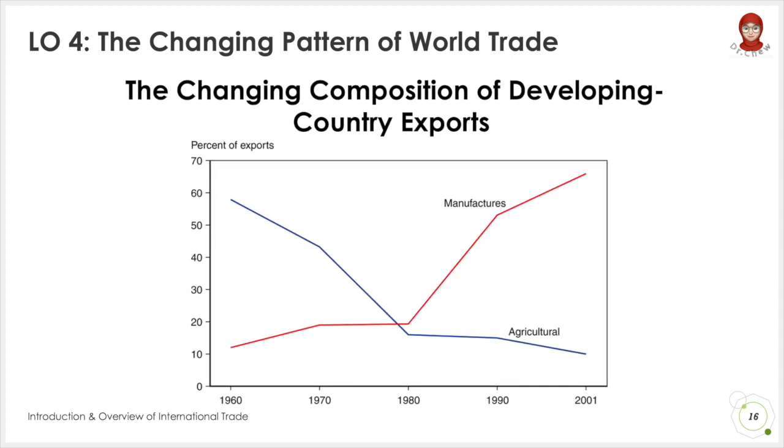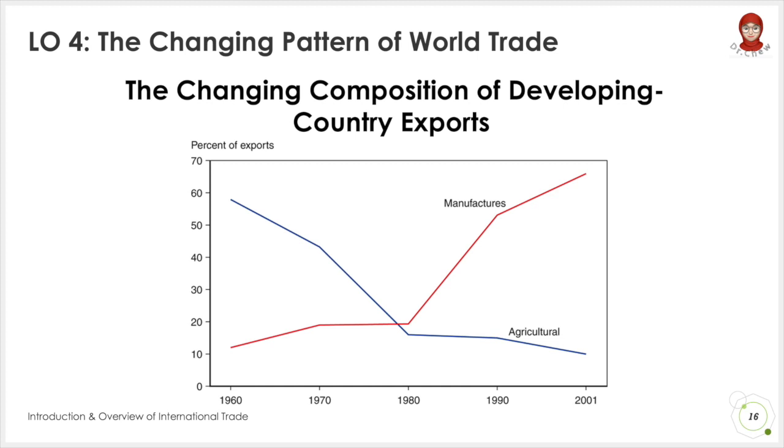Here we're going to see the changing composition of developing country exports. So we're going to start with the blue line. We can see that developing countries emphasize or focus on agricultural products rather than manufactured products, but it showed a very steep decline in the 1980s, where now we're going to see the red line, the rise of manufactured products at the same time. Why did everything begin in the 1980s?